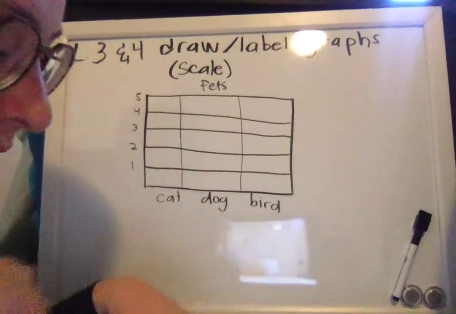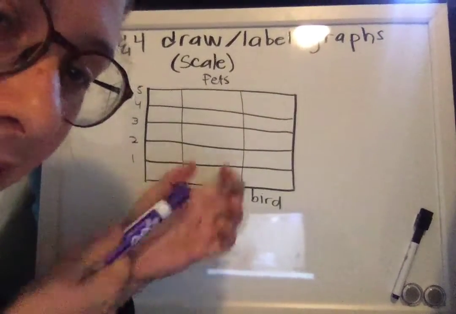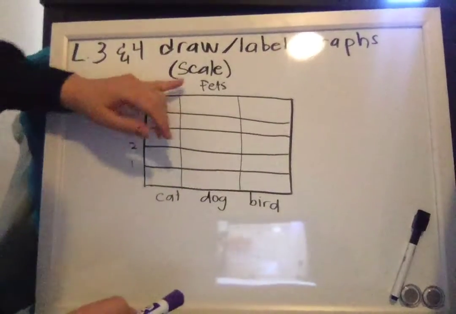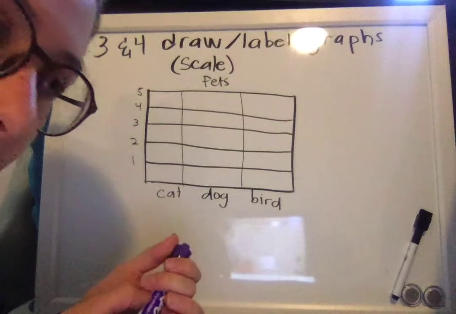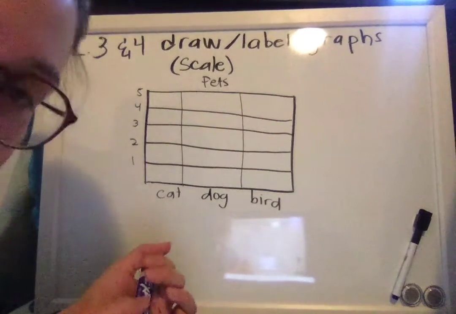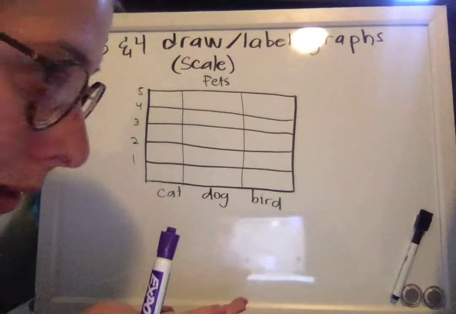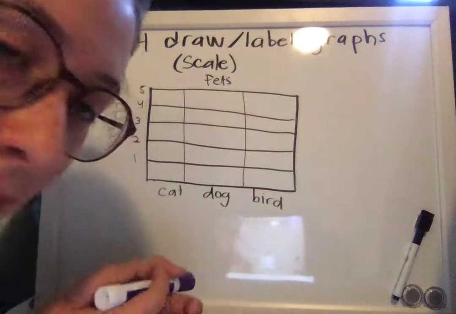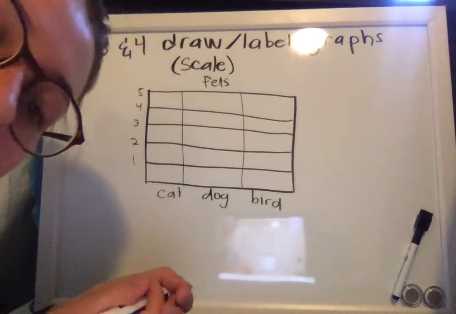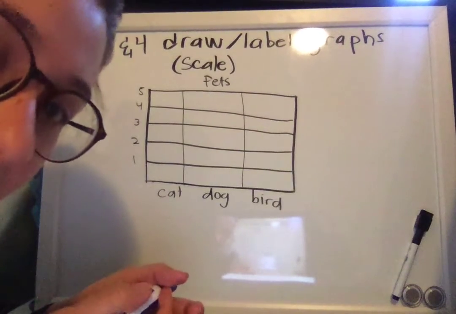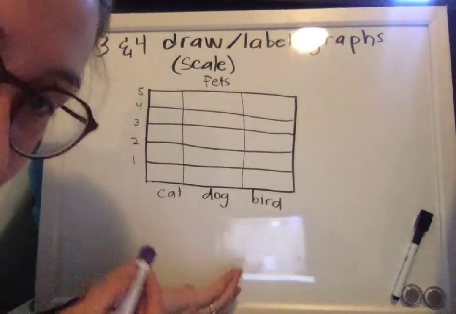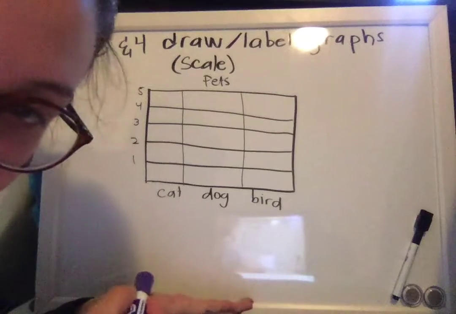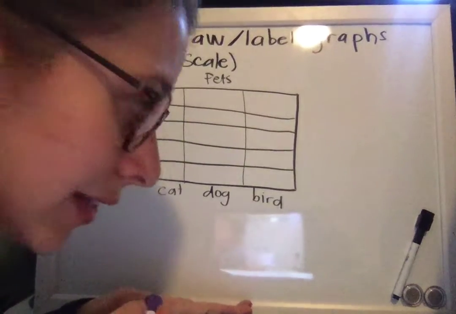I made a graph right now, and I went ahead and titled it. Remember, we need to have a title of what our graph is going to be about. It's going to be about pets. I'm just pretending that I asked you what kind of pets you would like to have at home, and you had to choose from cat, dog, or bird. I'm just making up numbers right now, okay?